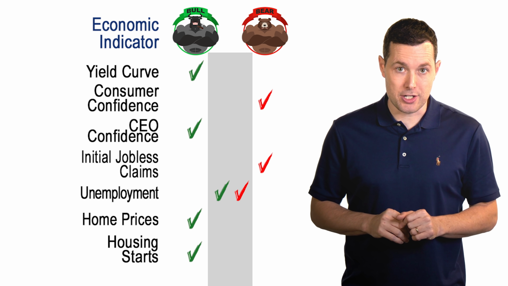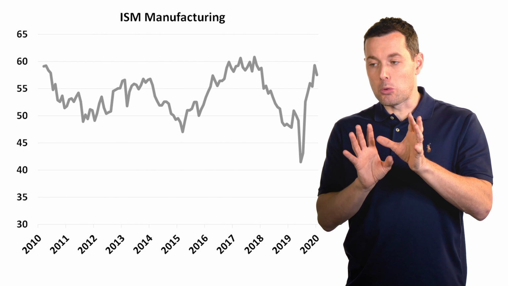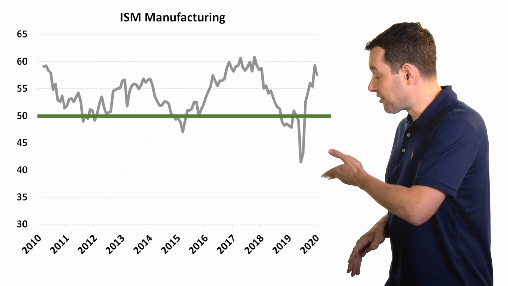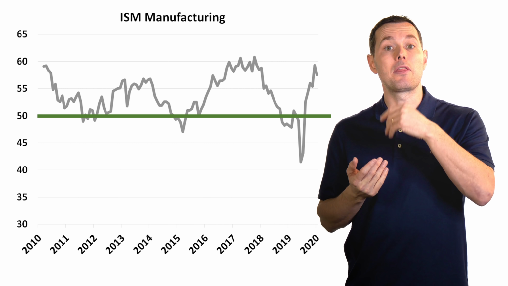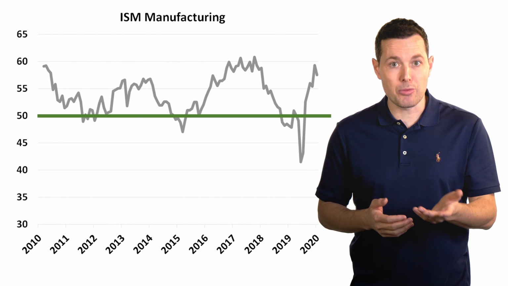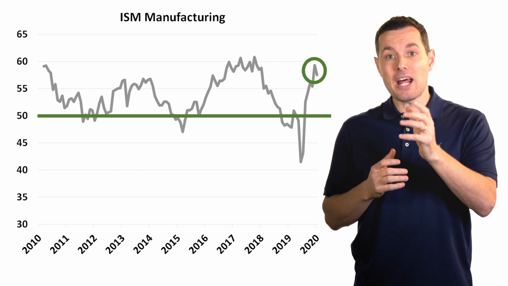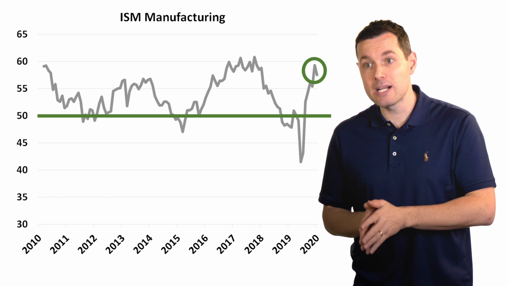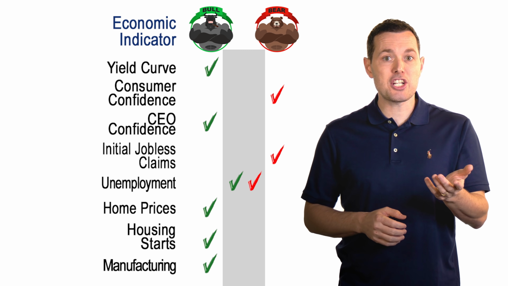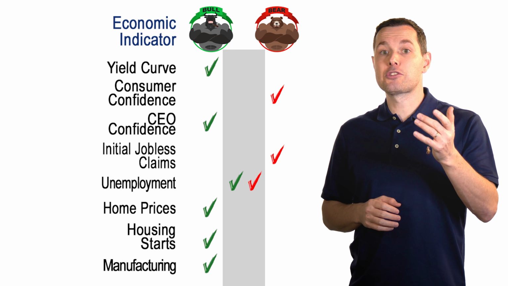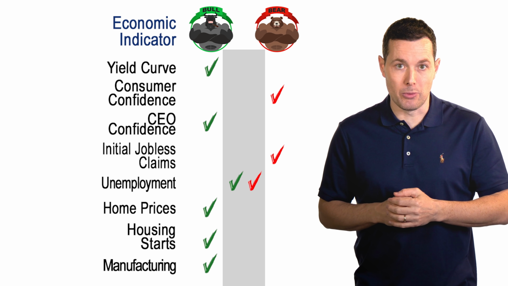Now moving over to manufacturing. When we look at this ISM manufacturing indicator, just so we're all on the same page, the key level here is 50. Anything above 50 implies growth in the manufacturing sector. Anything below it implies negative growth, which is clearly a bad thing. Given that we currently have manufacturing up here, that implies that the manufacturing sector is growing, and this is a good sign for the broader economy. Okay, so over to our scorecard. For manufacturing, we have a point for the bulls. So our scorecard has 2 negative points, 5 bullish points, and 1 neutral point.